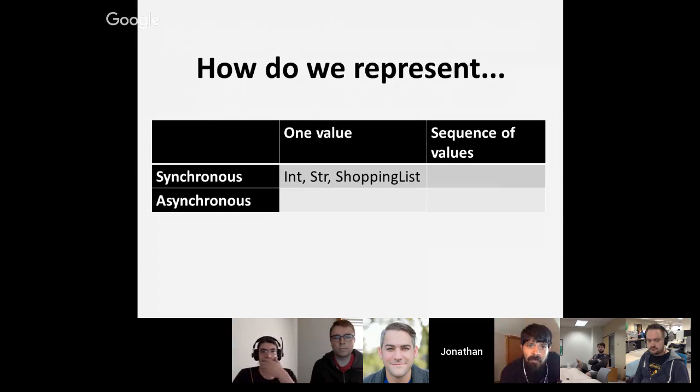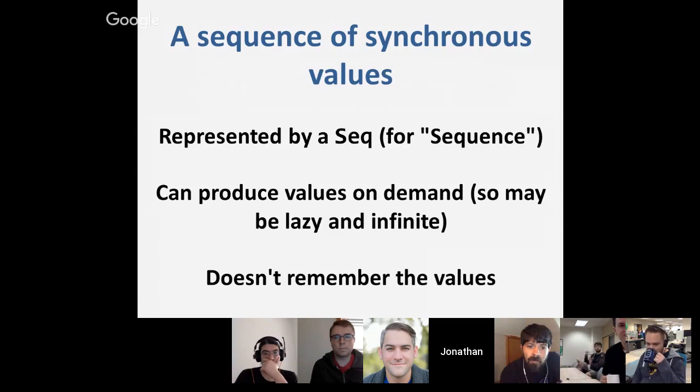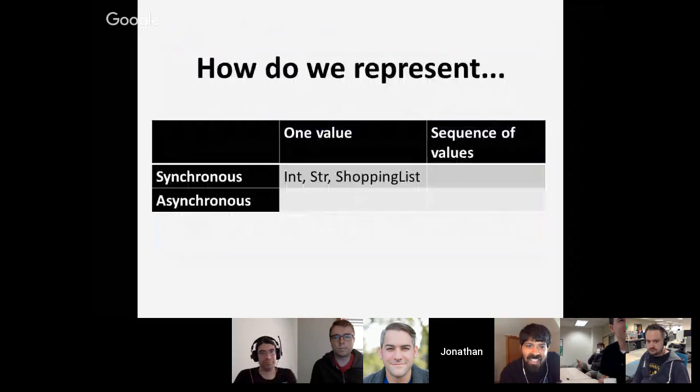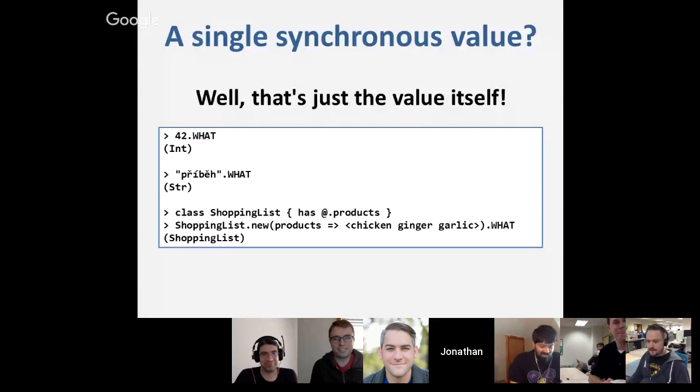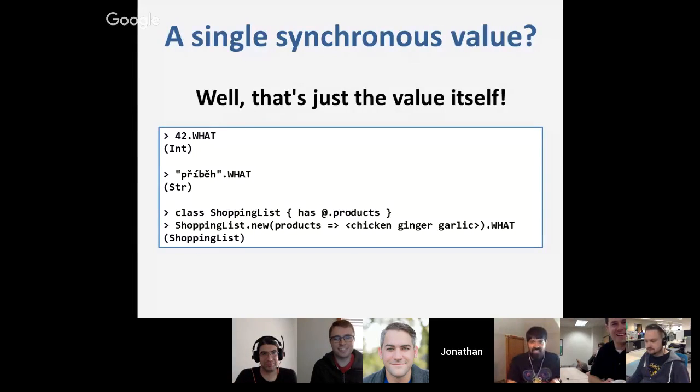So sequences of values. A sequence of values is represented in Perl 6 by what we call... You gotta go back and explain what that second one was, though. That looked pretty cool. What's that second word? I know what 42 is, but what? Oh, "příběh". That's the Czech word for story. Oh, okay, great. It's just a random Czech word they picked because it had loads of diacritics. Gotcha. Yeah, that's cool.